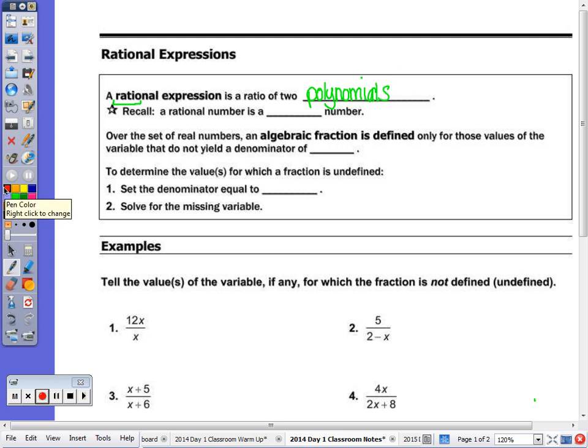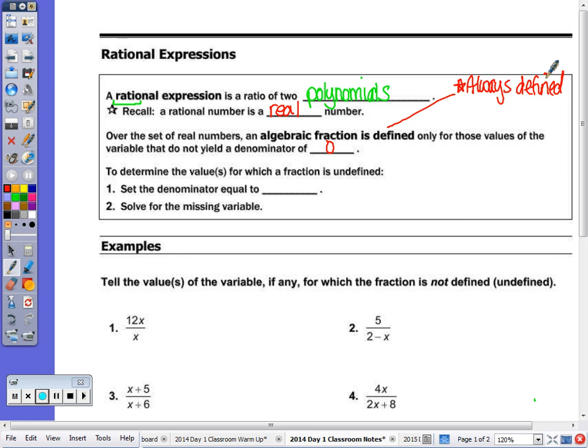And below it says to recall from Unit 1 that a rational number is real. The reals broke down into the rationals and irrationals. Over the set of real numbers, an algebraic fraction is defined only for those values of the variable that do not yield or give us a denominator of what? Zero.